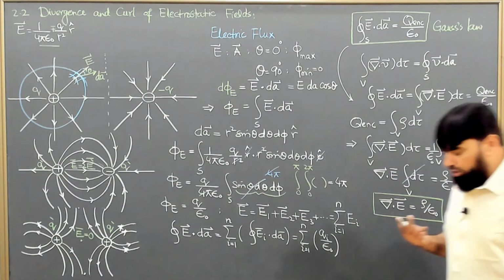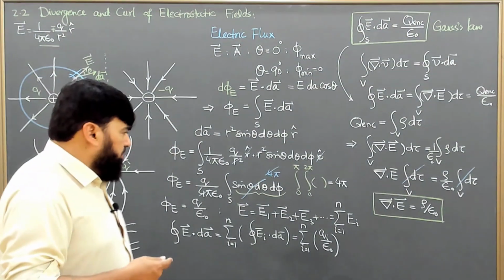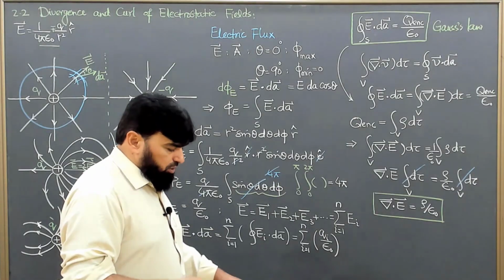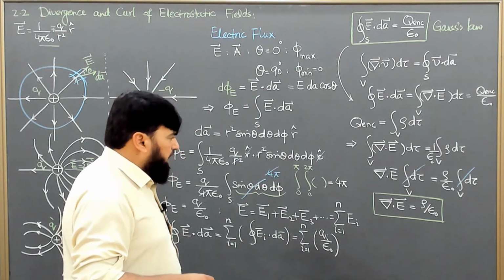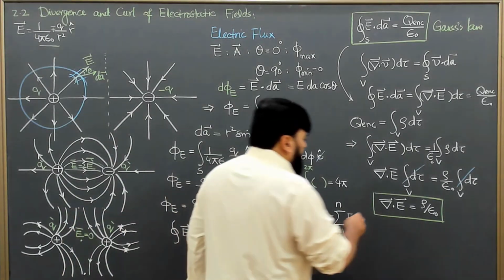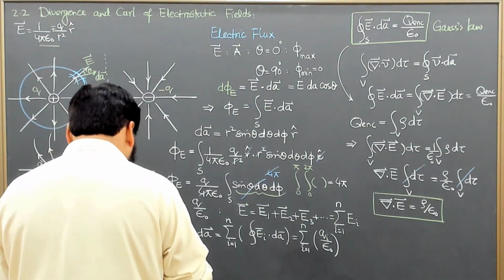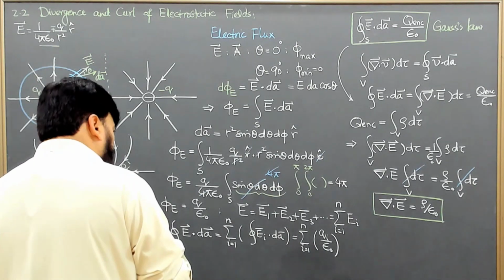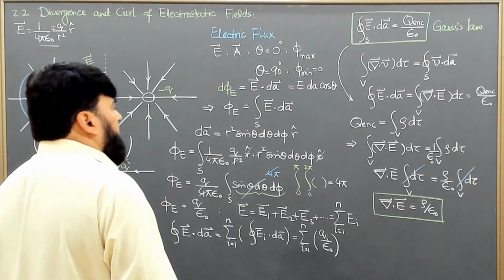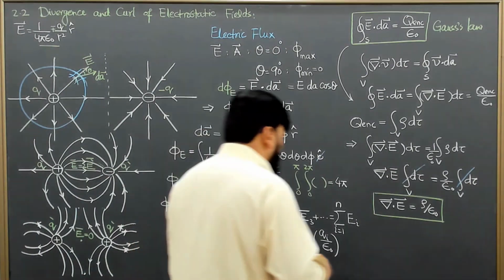So it depends on two parameters: what's the volume charge density of the charge, and in what kind of medium the geometry is placed, and what is the geometry over there. This will give us the divergence of electric field. So this is the differential form of Gauss's law, and we will term that one later on as the first equation of Maxwell.